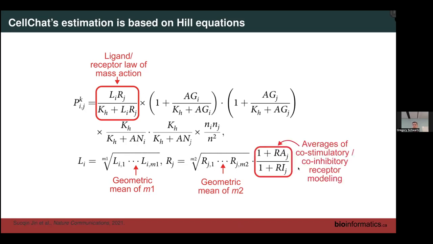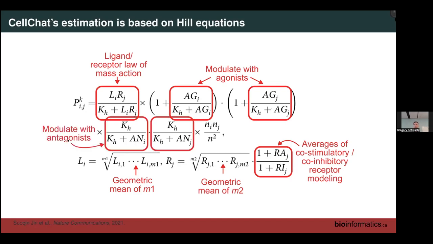But this one is also modulated by the average of co-stimulatory and co-inhibitory receptors. Okay, so that's this component. That's just kind of like the ligand and receptor expression multiplied together, analogous to that. The second component is they're just multiplying it by modulating with agonists. So they have the Hill equation now for agonists from sender I or receiver J. And then the second part is modulating with antagonists from sender I and receiver J.